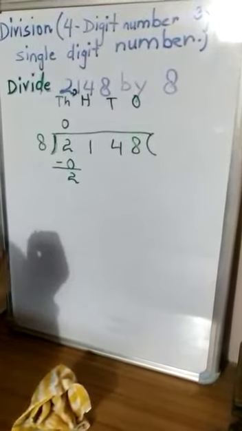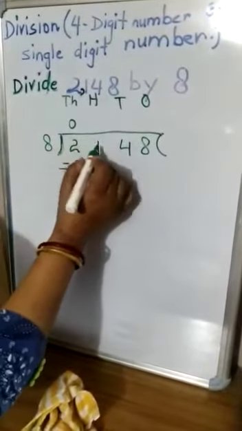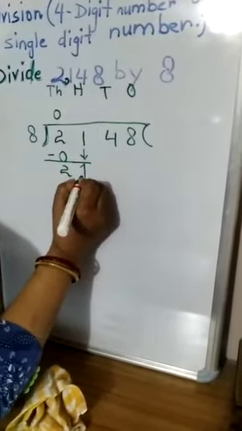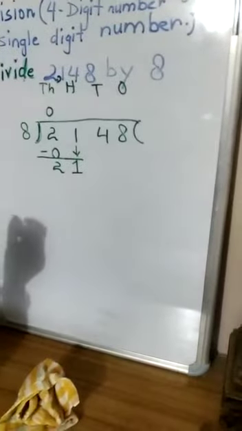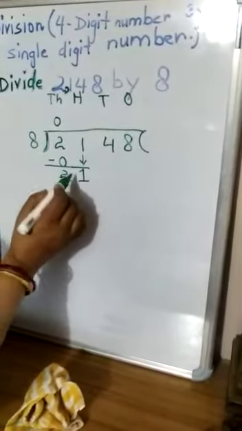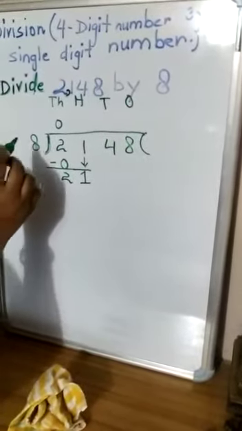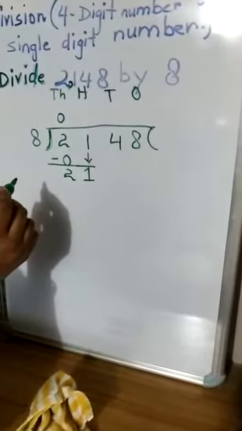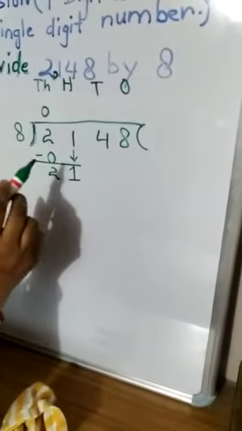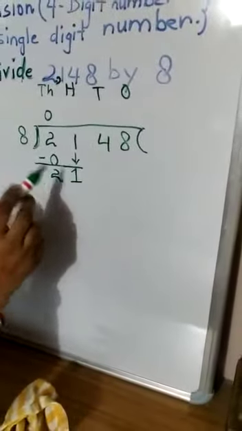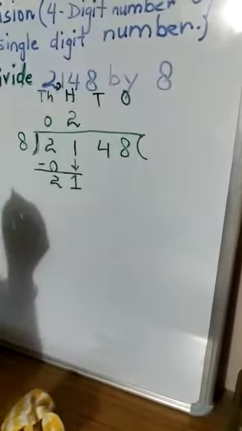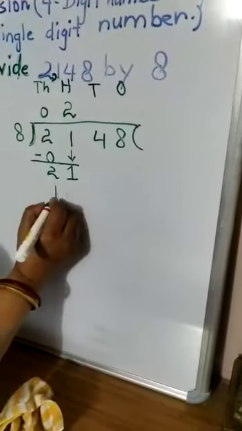Now we move ahead and take the next digit, that is 1, and I will write this 1 along with 2. It will become 21, the hundreds. This 21 is more than 8. So we start the table of 8. 8 ones are 8, 8 twos are 16, 8 threes are 24. So 24 is more than 21. So I will take 8 twos are 16. So 2 will be in the hundreds place. 2 times 8 is 16.